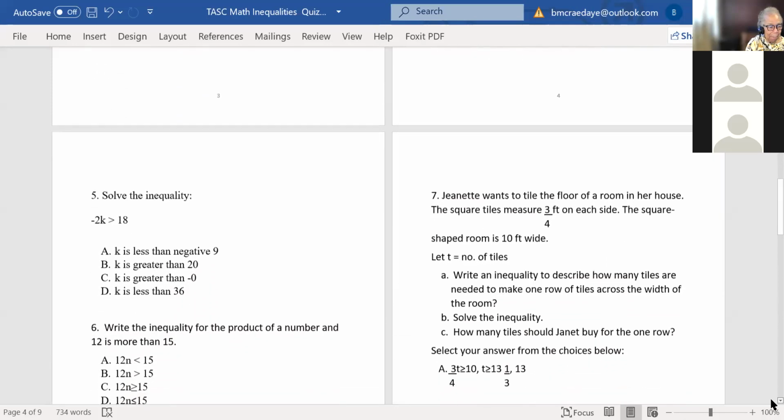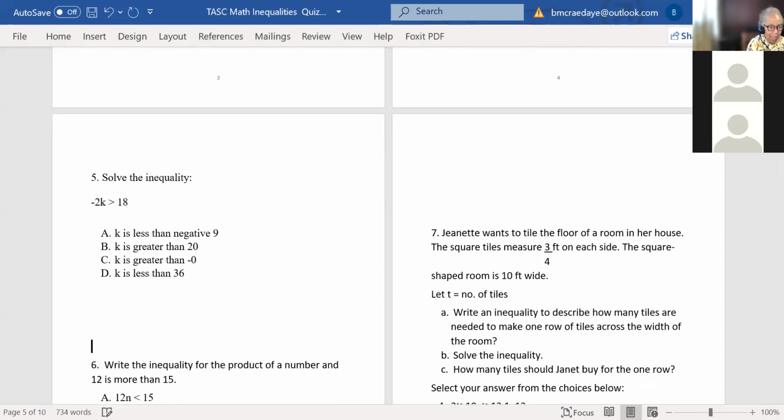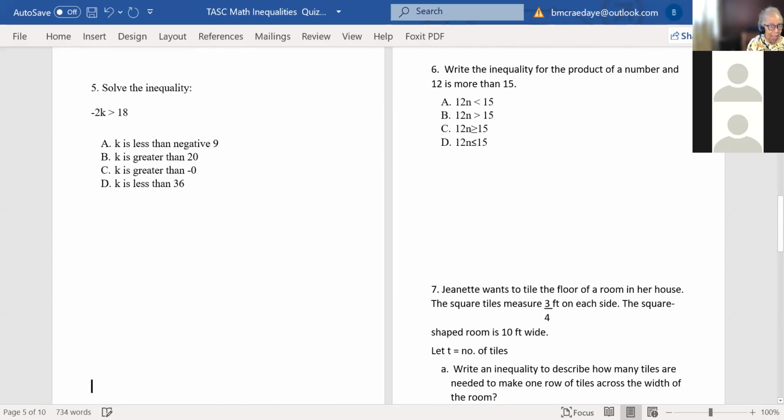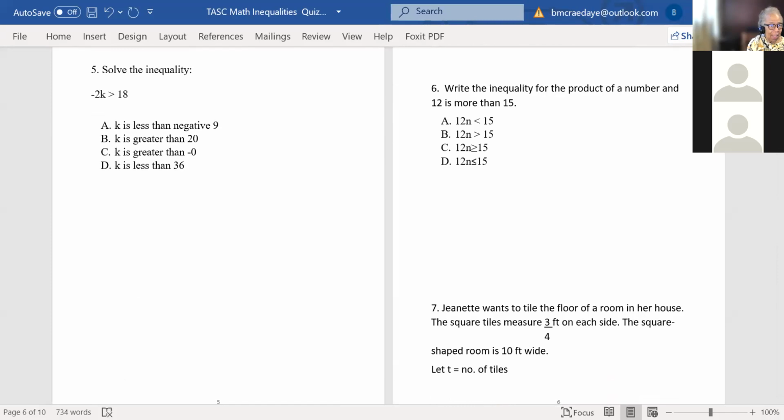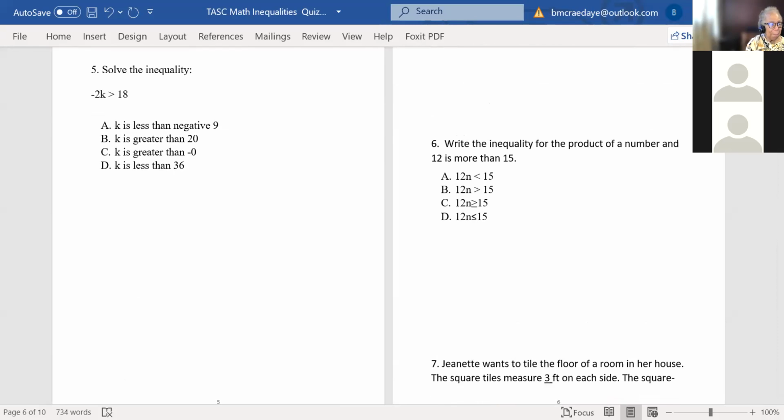Number 5. Minus 2K is greater than 18. The choices: K is less than negative 9, K is greater than 20, K is greater than 0, K is less than... I want you to solve that one. Tell me how you solved it.